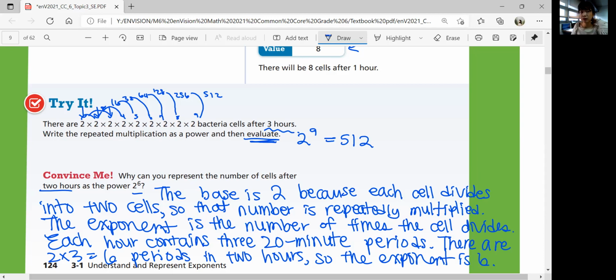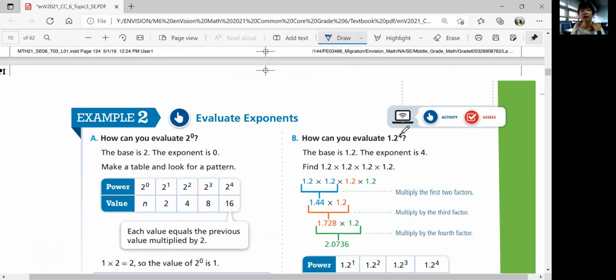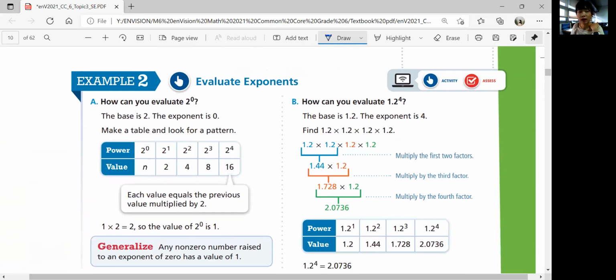Okay. Let's look at the next example. Example 2, evaluating exponents. Part A, how can you evaluate 2 to the 0th power? What is a number to the 0th power? What does that mean? If the base is 2 and the exponent is 0, what does it mean? You're multiplying 2 how many times? 0 times. Well, how can you figure that out? Is that 0 or 1?